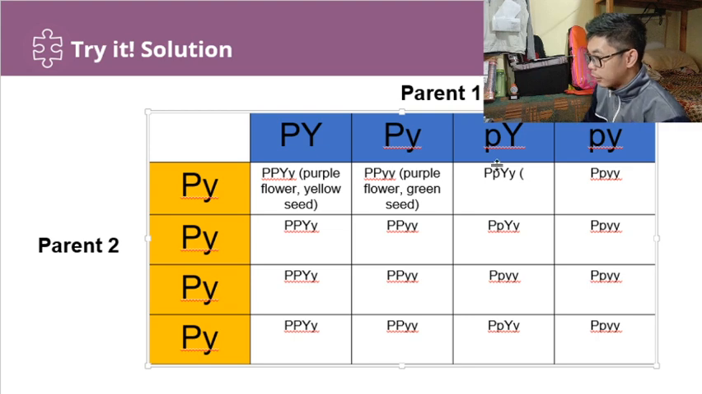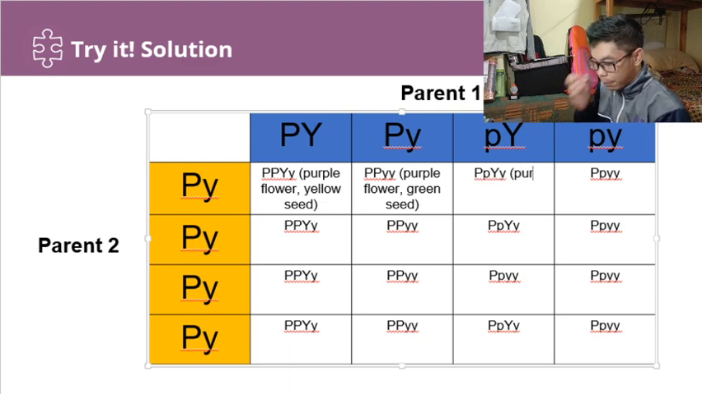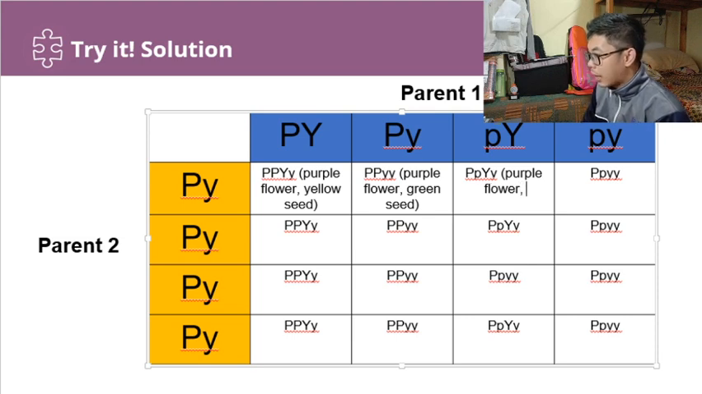Dito naman, interpret natin. We have a capital P and small p. Since merong dominant na capital letter dyan, it will tell you that it's a purple flower. Now, the capital Y and the small y will tell you that it's a capital Y. May capital Y, may yellow. Yellow seed.